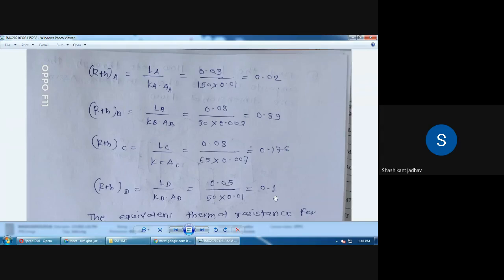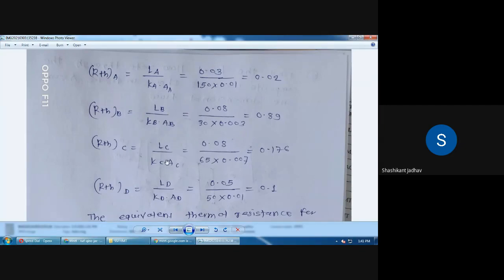We know the equation for the thermal resistance for conduction: L upon K into A. So for plate A, it is LA upon KA into area of A. LA is given, KA is given, and we have calculated the area of layer A. From that we get the thermal resistance for plate A, that is 0.02. Then thermal resistance for plate B is LB upon KB into AB, and from that we get the value for plate B.